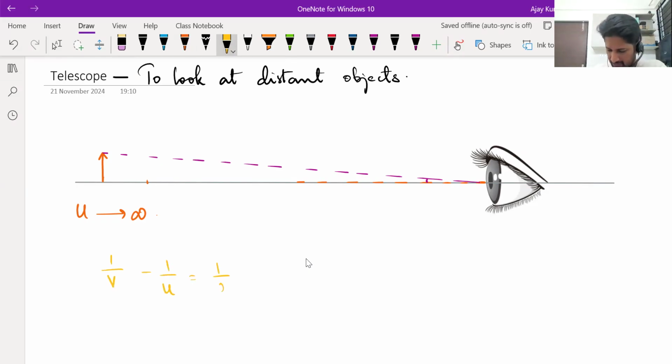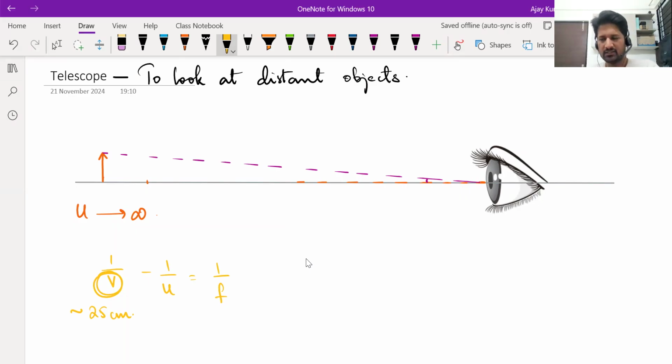1 by v minus 1 by u is equal to 1 by f. Now we want the image to form quite close, maybe at the near point distance or slightly away from it. So image distance will be close, approximately 25 centimeters. Suppose you want the image to form at the near point distance. Then image distance is 25 centimeters. But where is the object? Kilometers. Even if it is meters compared to centimeters, there's a factor of 100. One meter is 100 centimeters.